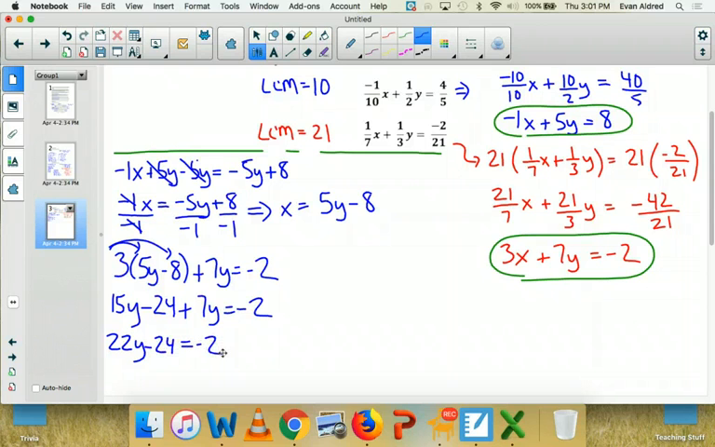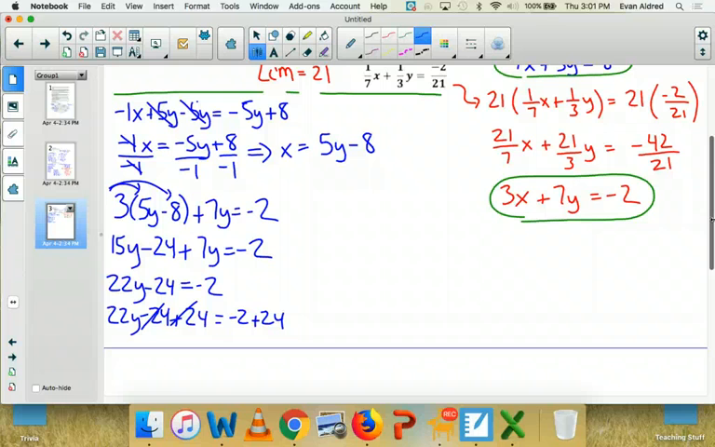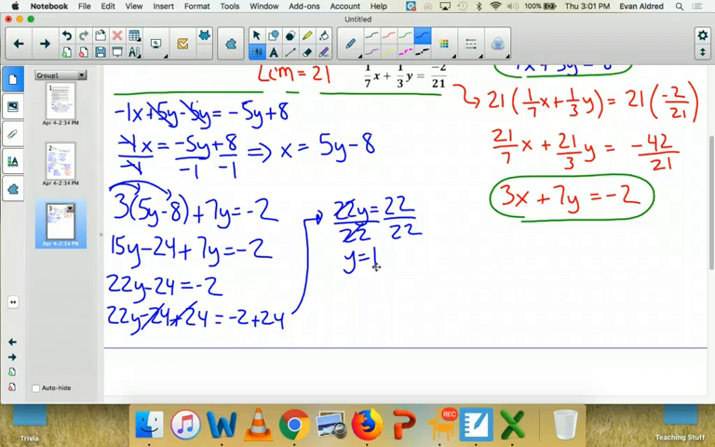And now we'll move our negative 24 over. So 22y minus 24, so we'll add 24 to both sides to do that. And that will go up here. When we combine that, we get 22y equals 22. So we do all this work, and y is equal to 1.